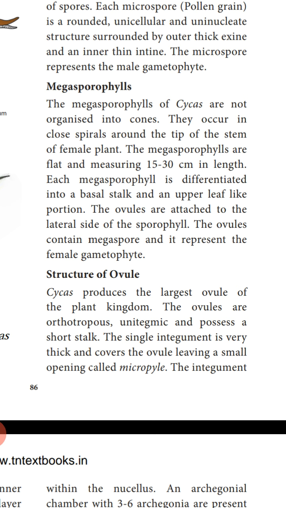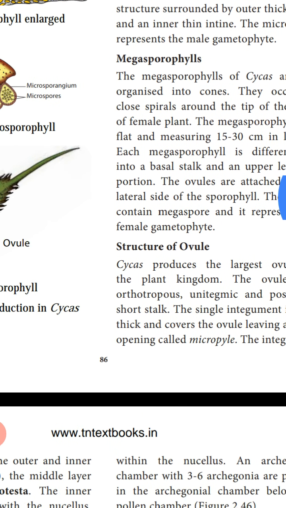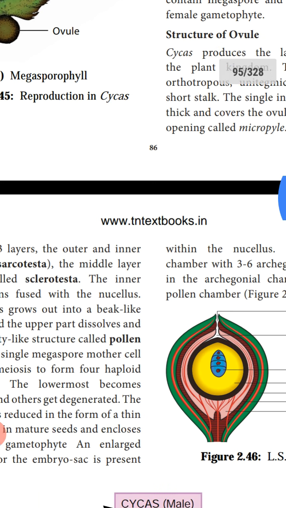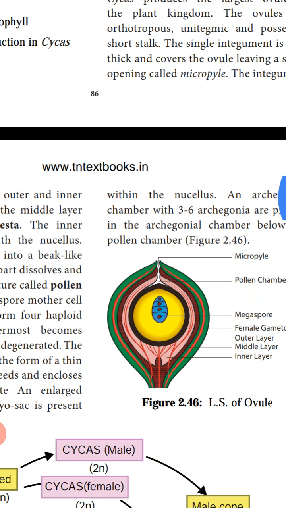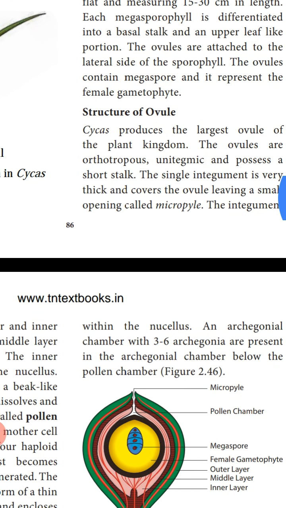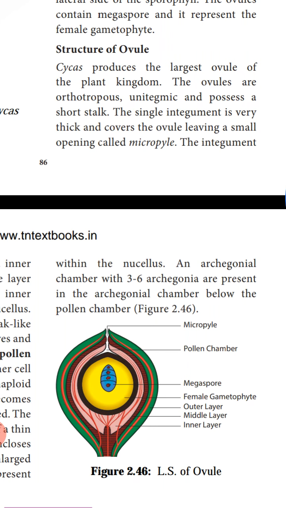The ovules are orthotropous. Orthotropous means the micropyle and the chalazal region are all arranged in a straight line. Unitegmic means only one layer of integument is present, and they possess a short stalk. So orthotropous, unitegmic, and possessing a short stalk. This type of arrangement you can see here in this diagram, the LS of ovule. This is called the orthotropous arrangement.